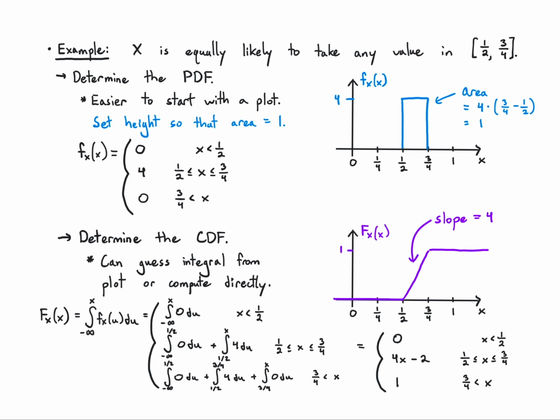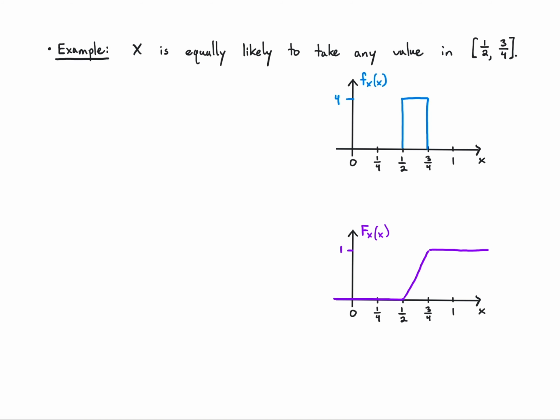Let's stick with this example and do some probability calculations. So here's the example. I'm going to try to determine the probability I fall in the interval, let's say between 1/2 and 7/12. I can do this in two ways. I'm going to do it with the PDF and the CDF. Let's do the PDF first.